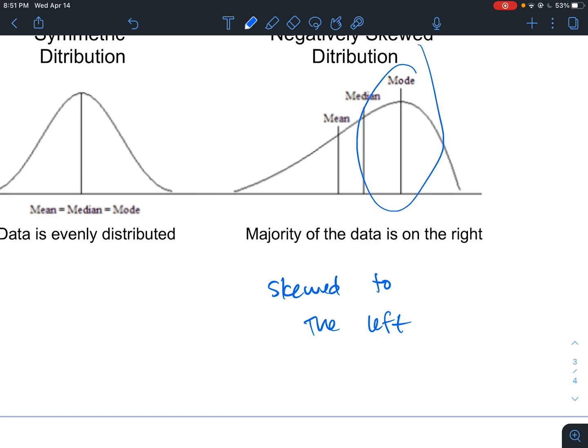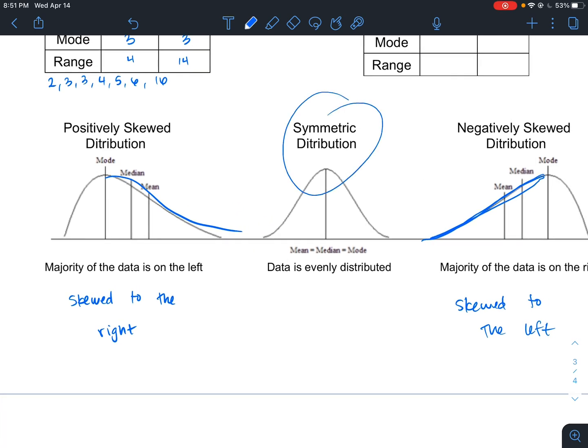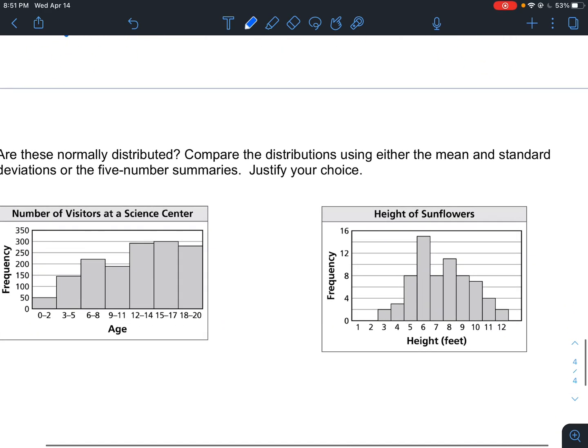So basically, it's kind of weird and hard to remember at times, but I always look at the tail. This tail right here is more telling of where your data is skewed. So I see the tail going off to the left, so skewed to the left. Over here, my tail is going off to the right, so it's skewed to the right. And then this is a symmetrical distribution.